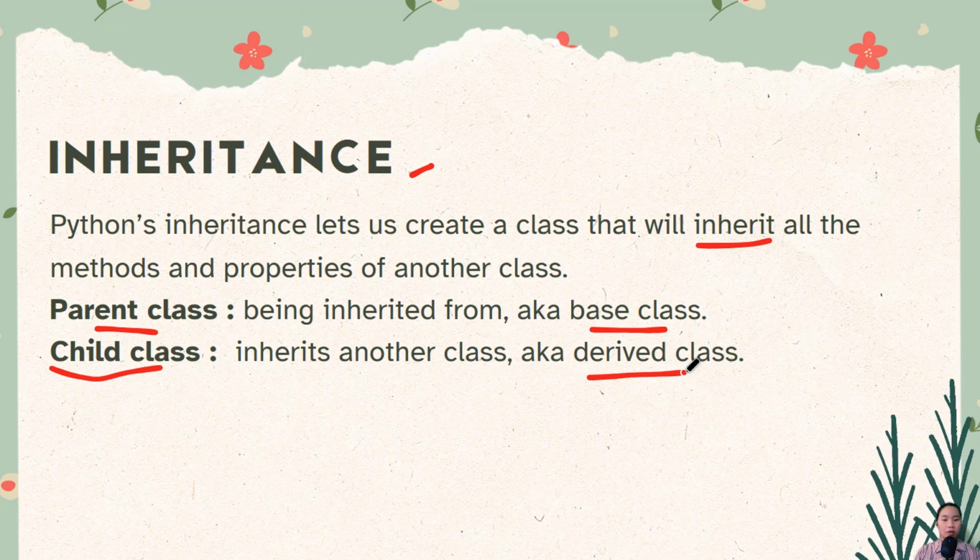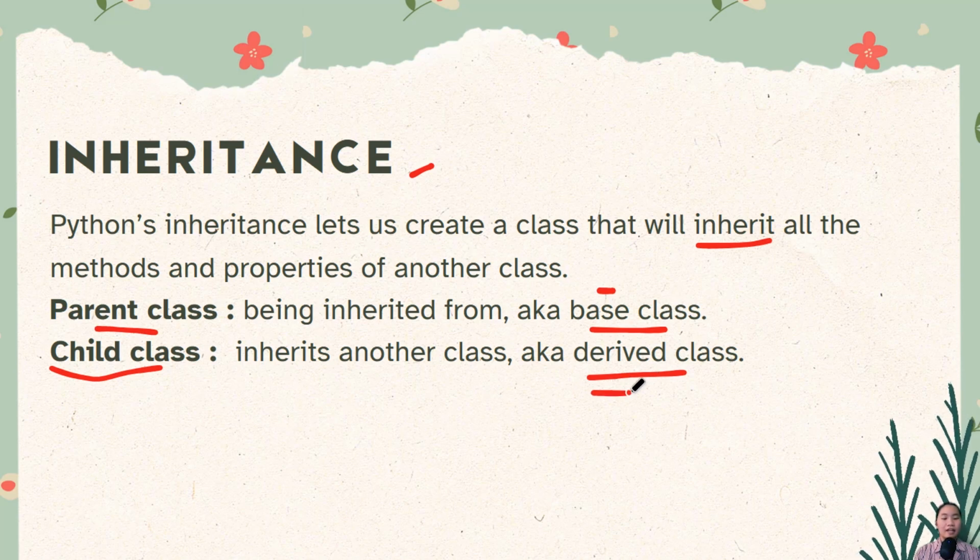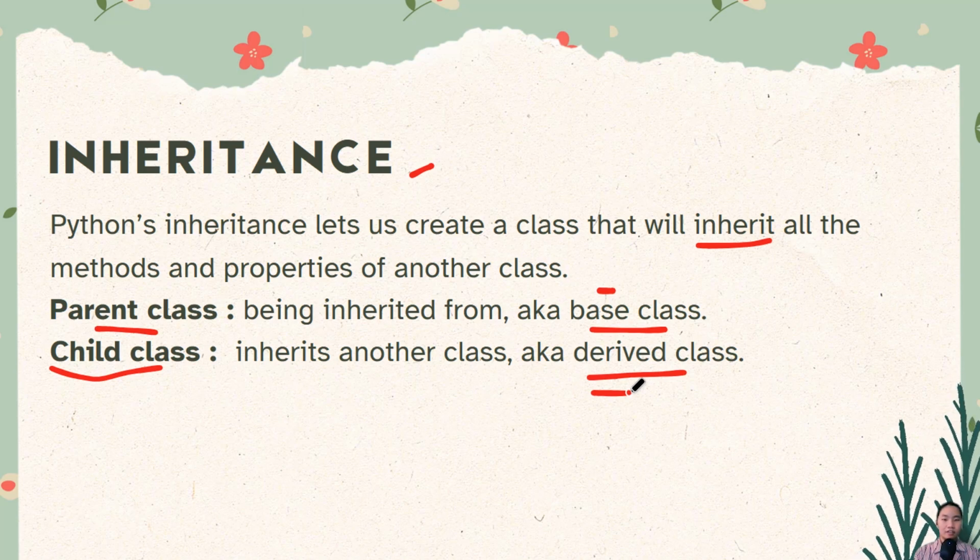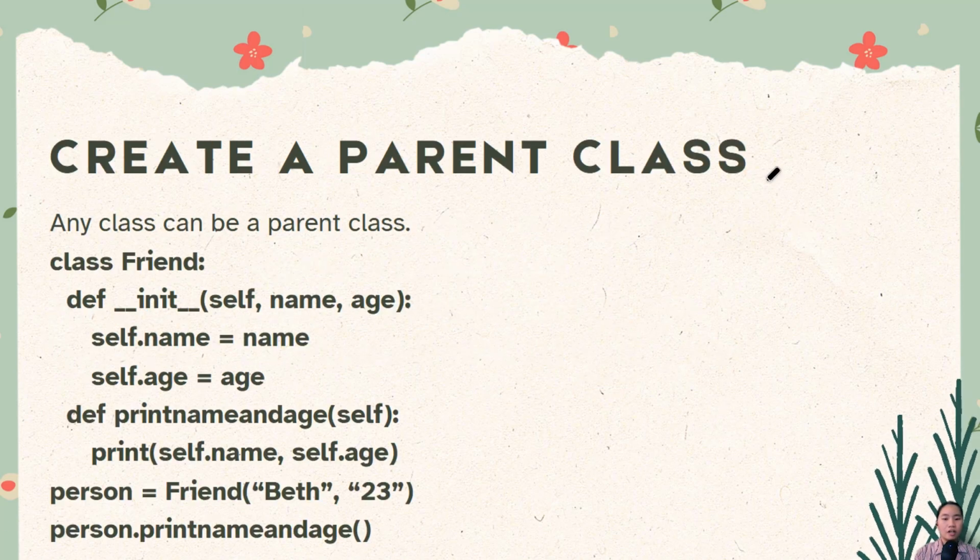These names are quite straightforward: base, foundation. The class that gets inherited from is the parent, and the class that inherits or derives is the child, okay? So it's very helpful to have these keywords that sound like comparisons and analogies to help you remember further. Let's move on to the next part, how to create a parent class.